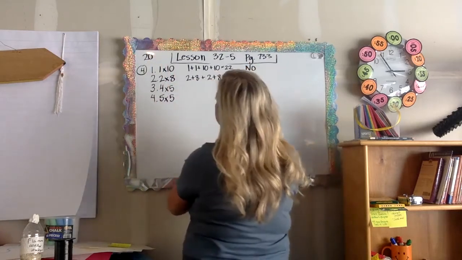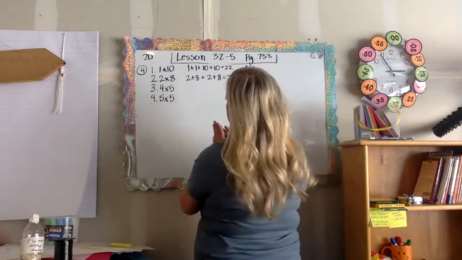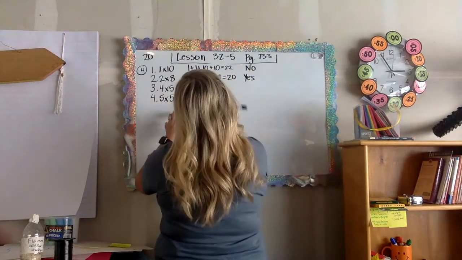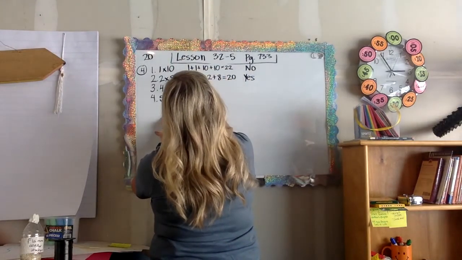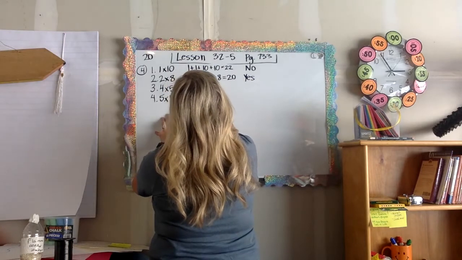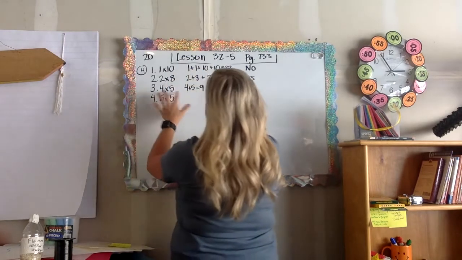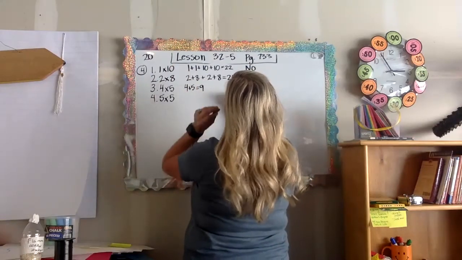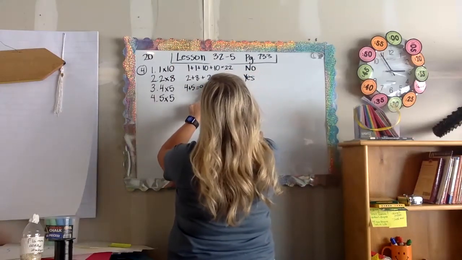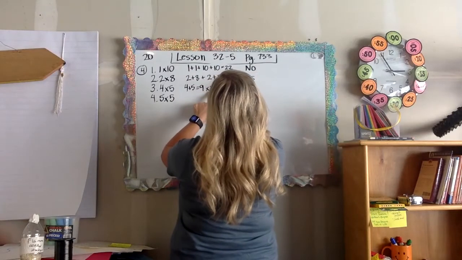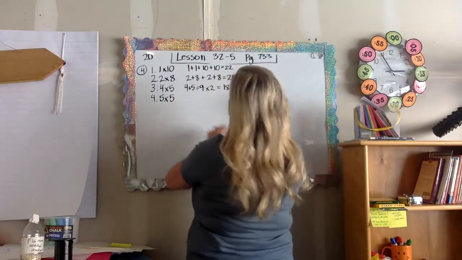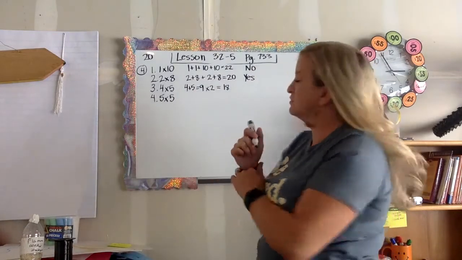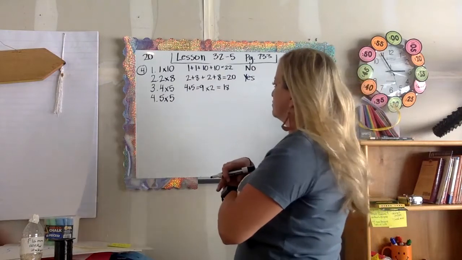4 times 5. Those are the side lengths of her garden. So I'm going to do 4 plus 5 is 9. Because I am adding up those sides, and when I add up half of those sides, they equal half of the perimeter. So now I'm going to multiply it by 2, and I get 18. Okay, does she have enough? Yes, she would.